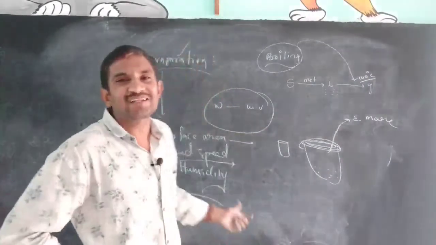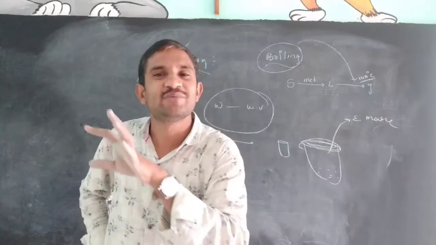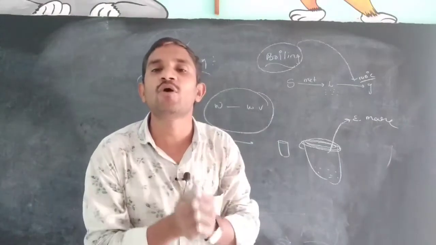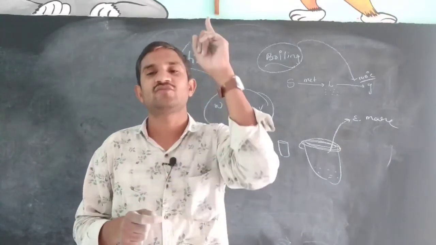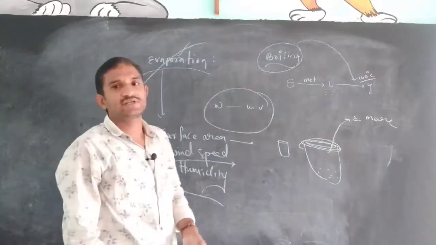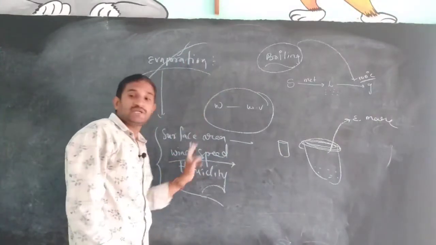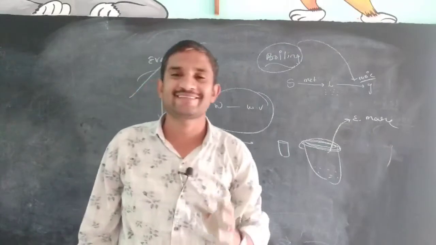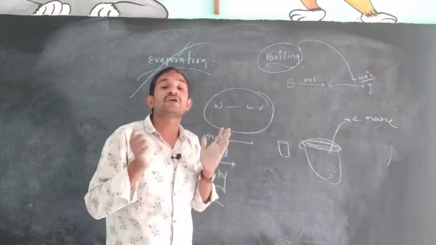Because the humidity percent will be more, evaporation will be less. When the humidity percent is less, evaporation will be more. On a rainy day, the humidity will be more and evaporation less. On a dry day, the humidity will be less and evaporation more. These three factors work on the evaporation process. What I told: surface area more, evaporation more. Wind speed more, evaporation more. But humidity more, evaporation less. Are there any uses or applications of evaporation in our everyday life?